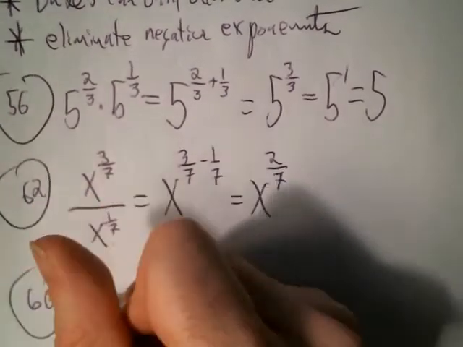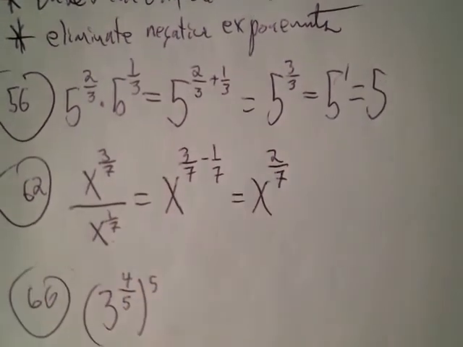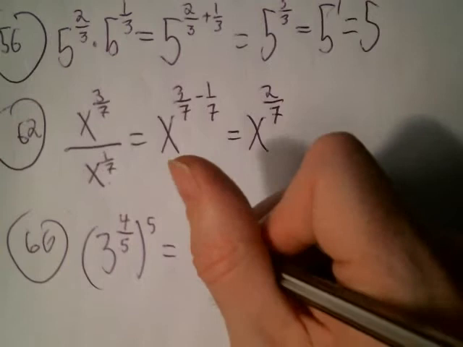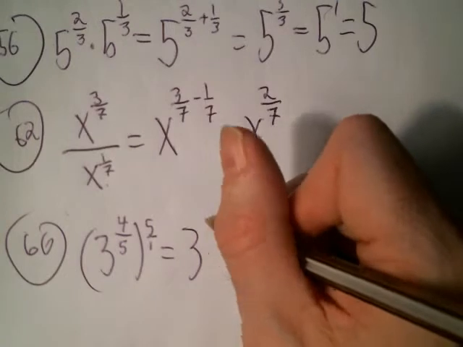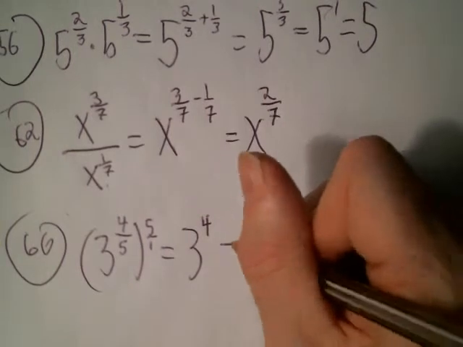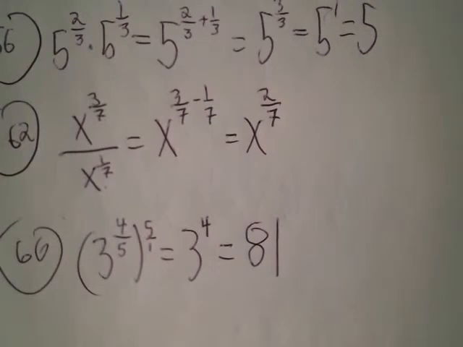Let's try 66. I have 3 to the 4/5 and then raised to the 5th power. So in this scenario, you want to multiply the exponents. So you end up with, if we pretend 5 is the same as 5 over 1, you go straight across, you get 20/5, which is 4. Okay? And then 3 times 3 is 9, times 3 is 27, times 3 is 81. Okay. 2 more examples and we'll move on to something else.